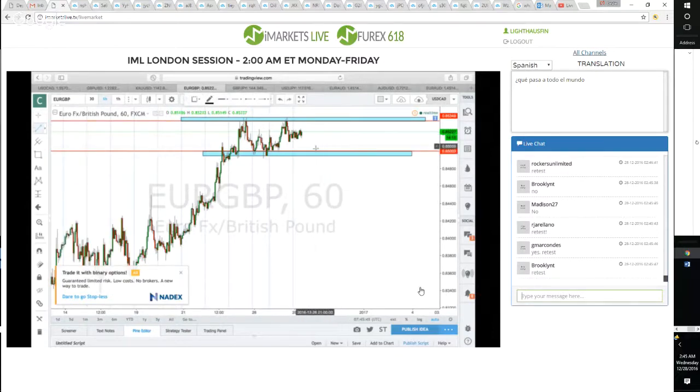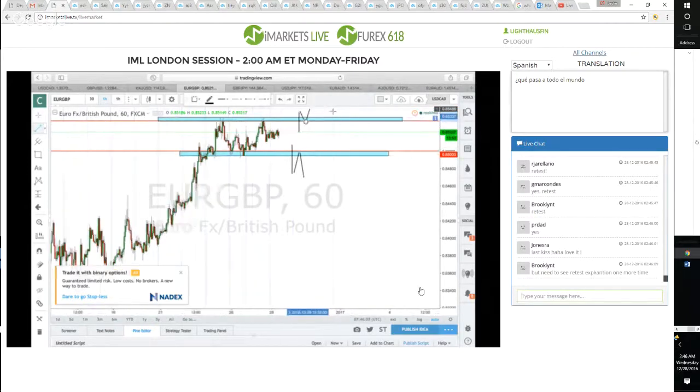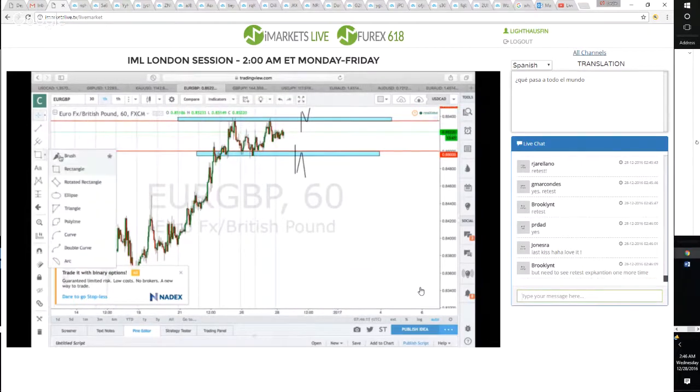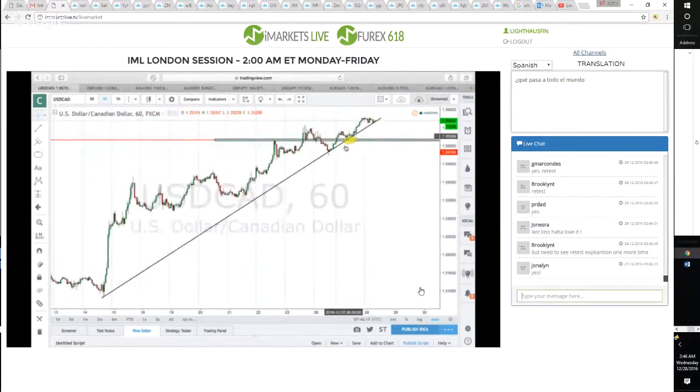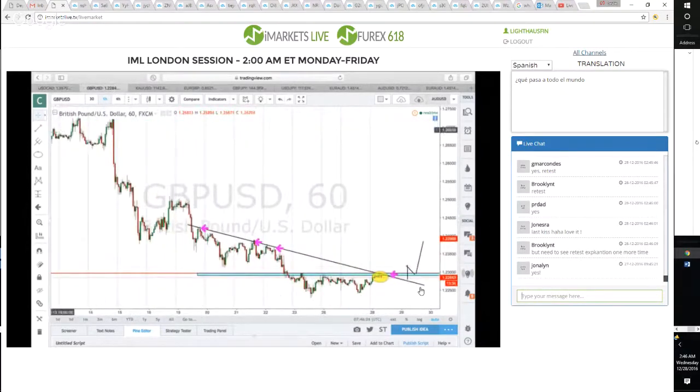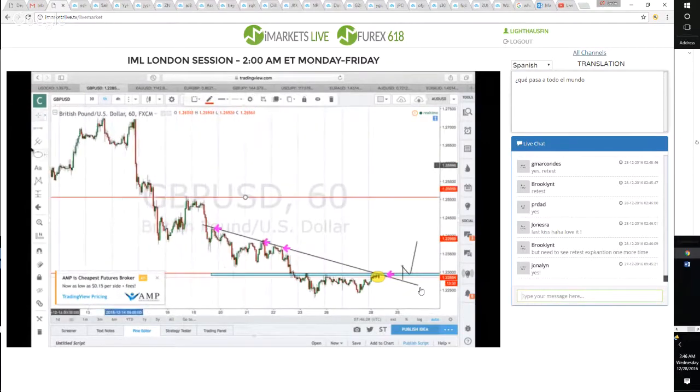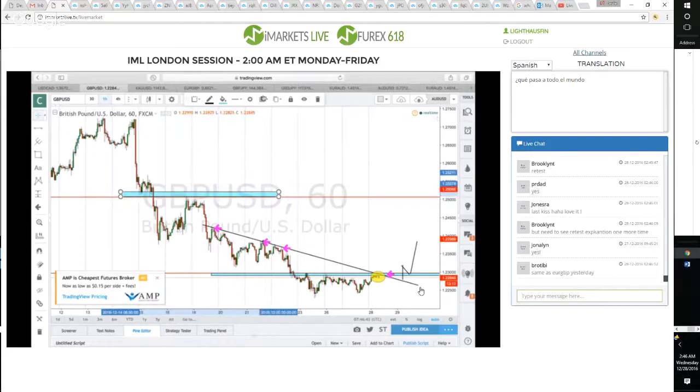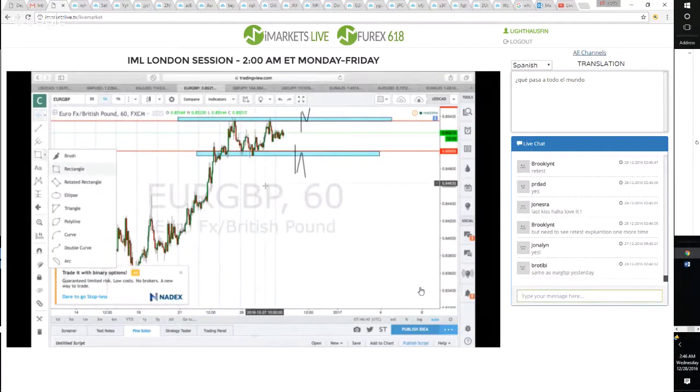Retest. The retest explanation, that's a retest. Price breaks an area of resistance and it touches, right? Look right here, example of a retest. Boom, break, touch, it's a retest. Same as Euro GBP yesterday.